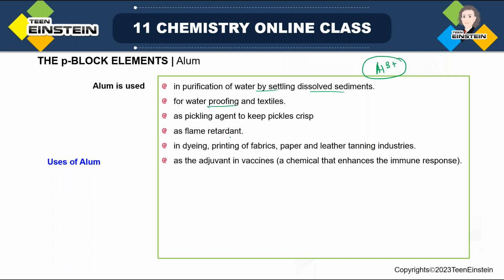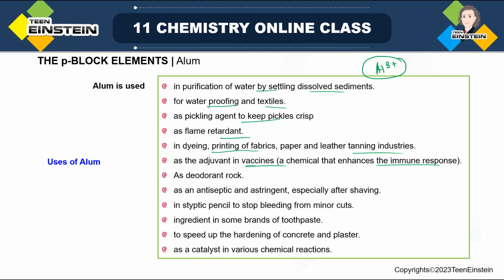Then waterproofing. Suppose in the textile industry, we want to make some fabric waterproof. Then it also has application. Pickling agent to keep pickles crisp, flame retardant in dyeing, printing fabrics, paper, leather, tanning industries, as adjuvant in vaccines. Adjuvant means that it enhances the immune response. So alum also has application in that.